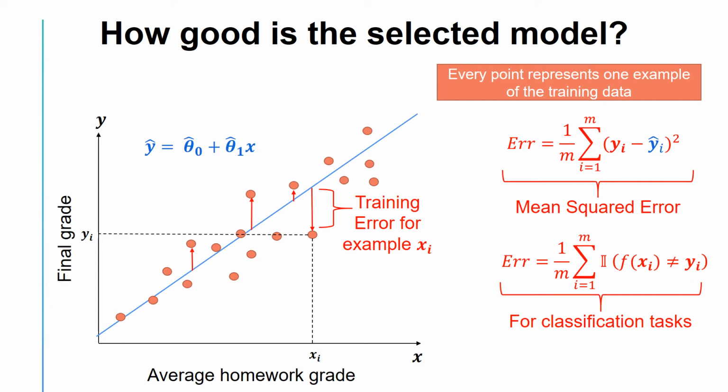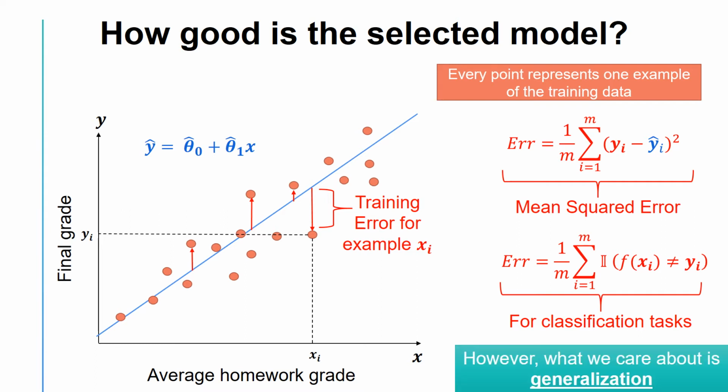In a classification problem, the approach is similar. We can count the number of incorrectly classified inputs and divide it by the total number of training examples, in this case m. However, this is not a good way to estimate the performance of our trained model on the data that we will see in the future. This is the concept of the generalization performance that we are going to discuss.